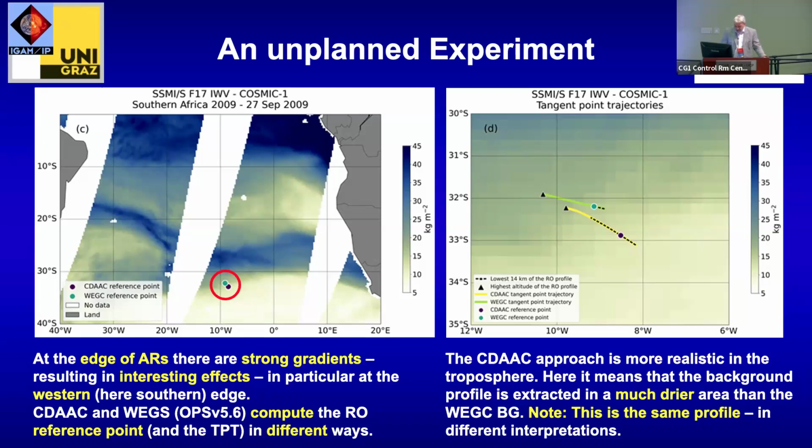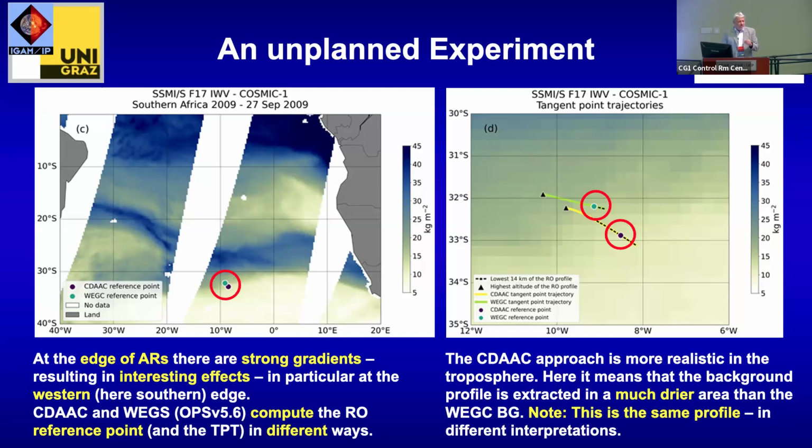But this also means also the computation of the tangent point trajectory. So at least in this OPS 5.6 retrieval, it's more realistic at UCA, right? So this path in the lowermost 14 kilometers is longer. For our application here, it means it's always the same profile, right? Different interpretations of the same profile. That means we are extracting the background profile at different locations.